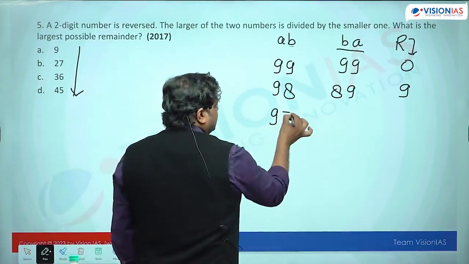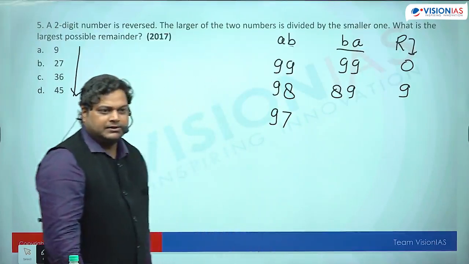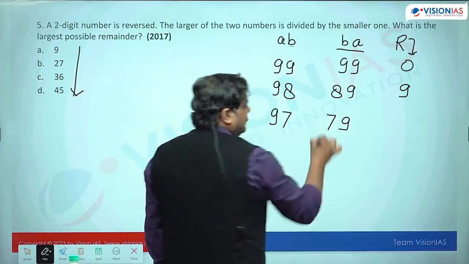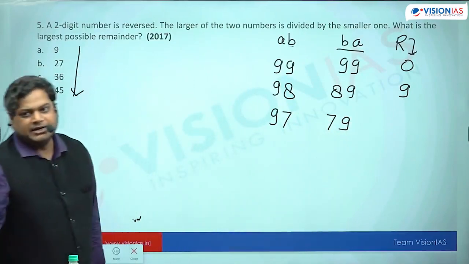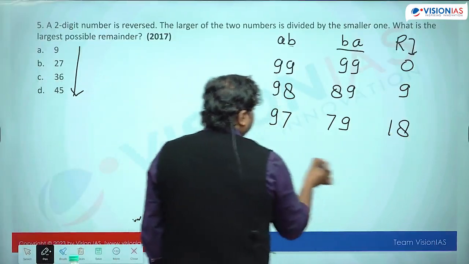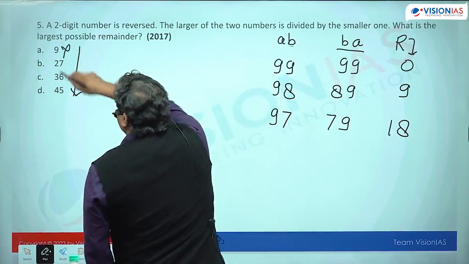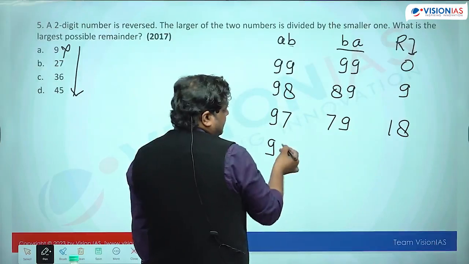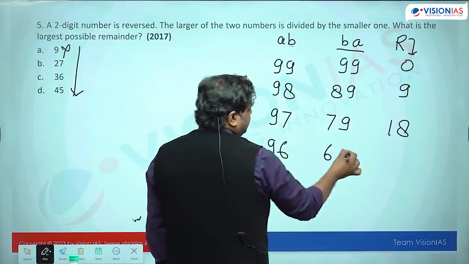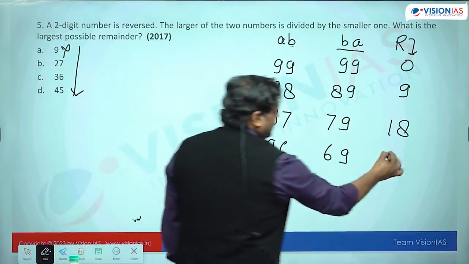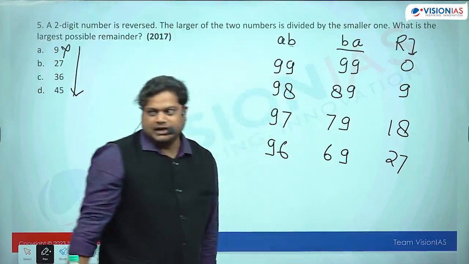After 98, 97. Reversing the digits, 79. What remainder we are getting? 18. तो 9 तो नहीं, 18 है नहीं ऑप्शन में. If we take after 97, 96, 69. What remainder we are getting? 27. तो 9 cannot be answer.